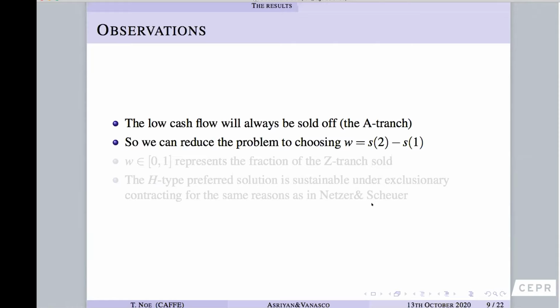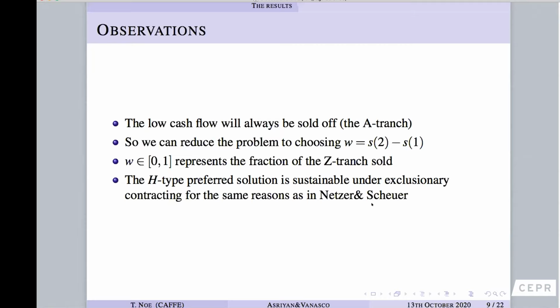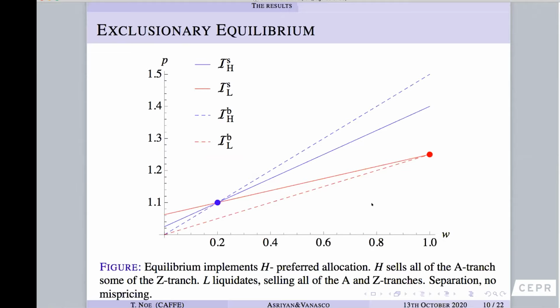And that basically is going to have to be, because of the monotonicity constraints, a number between 0 and 1, because that's the biggest difference there is between the two cash flows. And you can think of that as the Z tranche. Okay, so we have an A tranche, which is always sold off, and a Z tranche, which sort of represents the marginal cash flow as we go from the large cash flow to the small. The H type preferred solution is sustainable, largely for the same reasons as in Netzer and Schur in the exclusionary model.